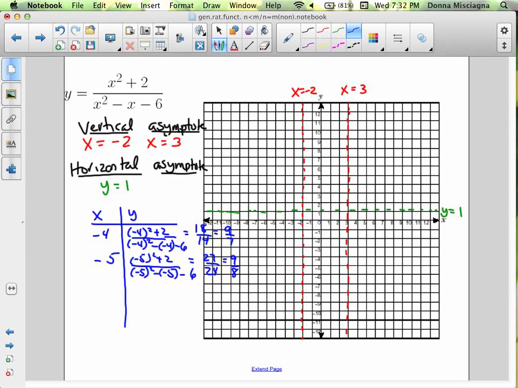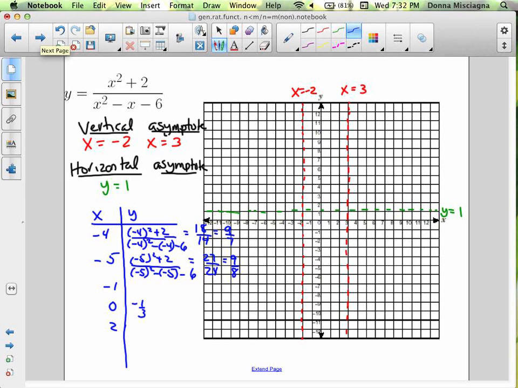vertical asymptotes. Let's use -1. We already know 0. Right? 0 was -1/3. And then we'll use either 1 or 2. I guess 2. Let's use 2. And then on the other side of 3, we'll use 4 and 5.